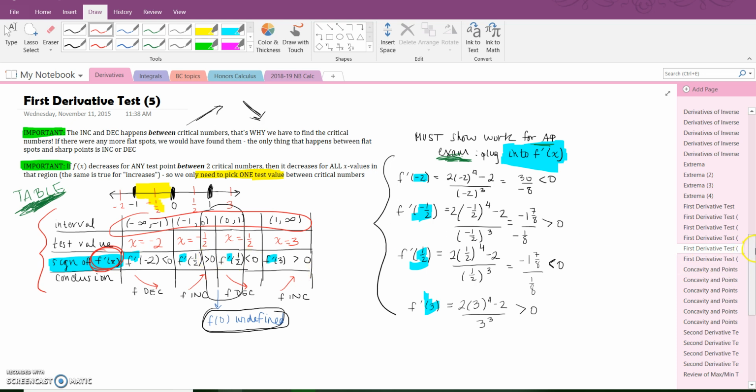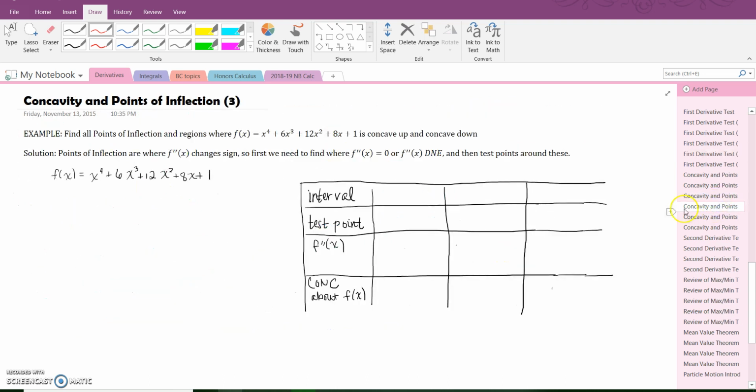Now we're going to do a very, very similar table to the first derivative test. All right, so we want to find points of inflection. And we want to find regions of concave up and concave down. So to find points of inflection, let's start by finding concave up and concave down. So concave up means the second derivative is positive. Concave down means the second derivative is negative. So let's just find where the second derivative changes sign and is positive or negative. So POI, second derivative changes sign. So let's find where the second derivative is 0 or dne to start with. This is similar to finding where the first derivative was 0 or dne.